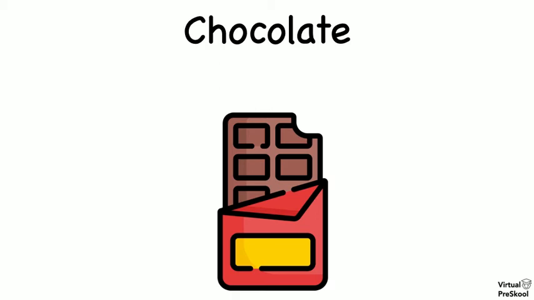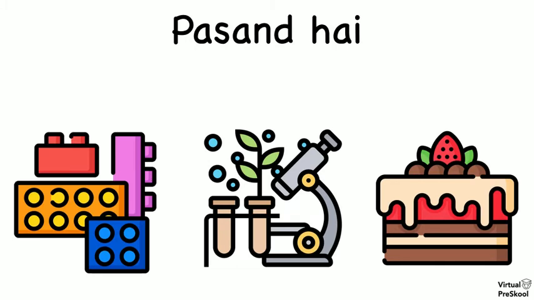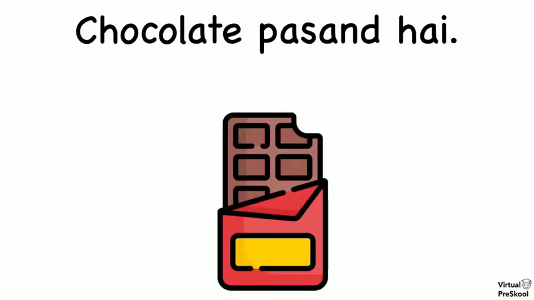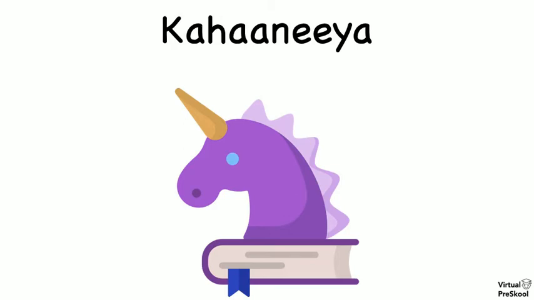Okay? All right, let's do chocolate. Now chocolate's an easy one because we just say chocolate in Hindi also. So how would you say like chocolate? Well, what was the phrase for to like? If you said pasand hai, very good. Pasand hai. So now put it together. How would you say like chocolate? Chocolate pasand hai. Very good.